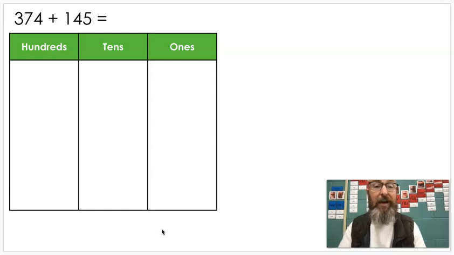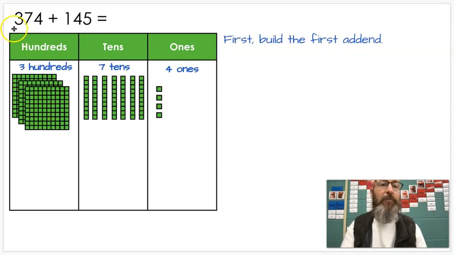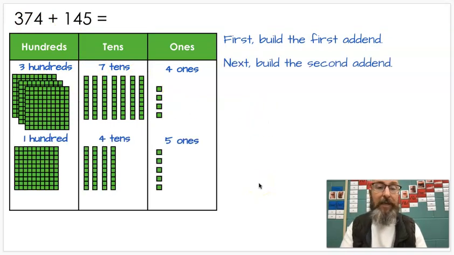We're going to do 374 plus 145. Again, you know what step 1 is, right? What is it? Build the first addend. So we have 300s, so I'm going to put that here. 7 10s, I'll put those here, and 4 1s. So that's 374. Next, I'm going to do the second addend, and I have the number 145 here. So 100, 4 10s is 40, 5 1s is 5.